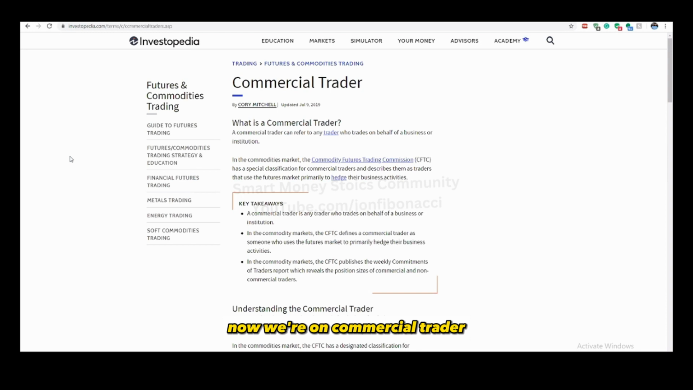Right now, we're on Commercial Trader. And these are the most important folks when it comes to open interest. So, who or what is a commercial trader? It's a trader who trades on behalf of a business or an institution, right? There's that I word that we love so much, institutional trading.